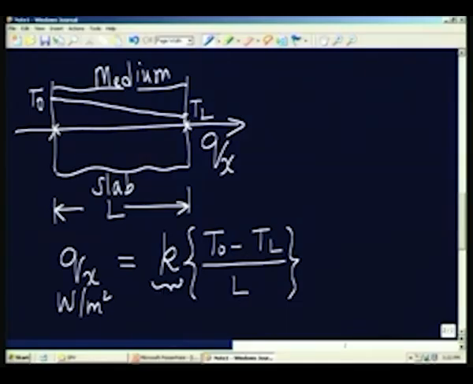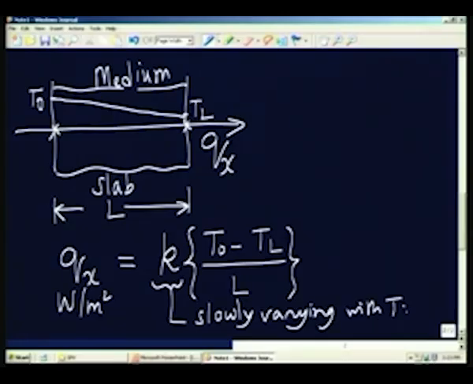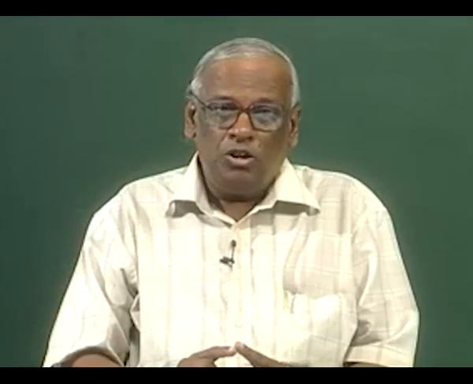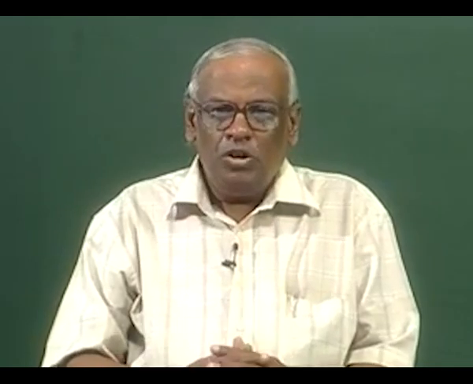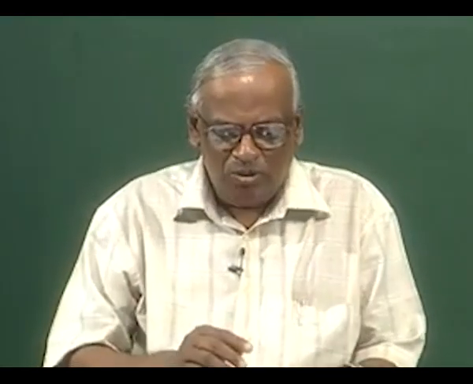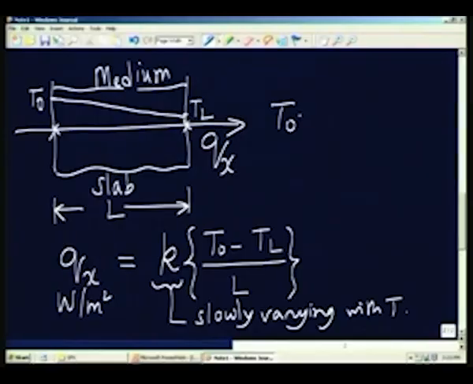Of course, I am assuming that this is a slowly varying function of T, or maybe not at all varying with T. If I make sure that the temperature difference across the slab, T naught minus T L, is very small, I can say that the thermal conductivity I am going to determine is actually at the mean temperature of the solid or the medium, which is T naught plus T L by 2. T naught minus T L is very small compared to the mean value. So, if T naught minus T L is very small compared to T naught plus T L, then I can assume that thermal conductivity is the thermal conductivity at the average value.